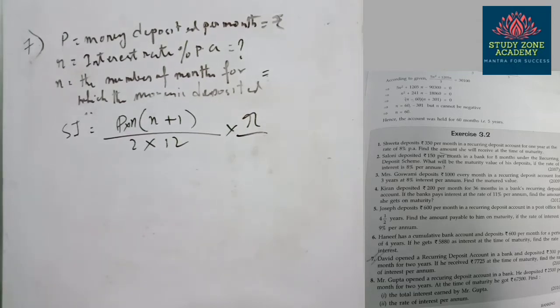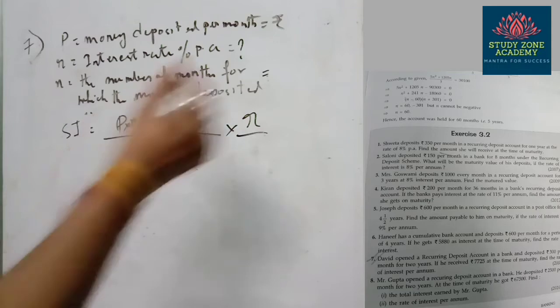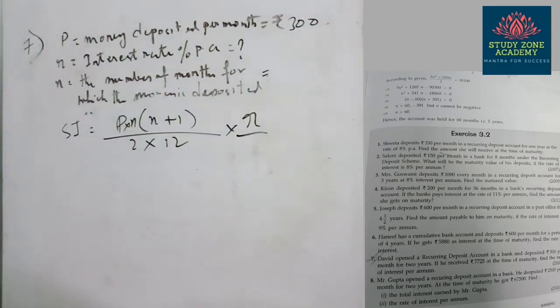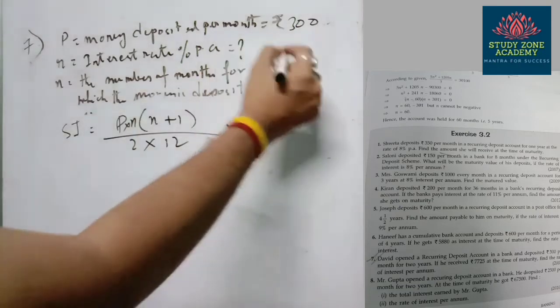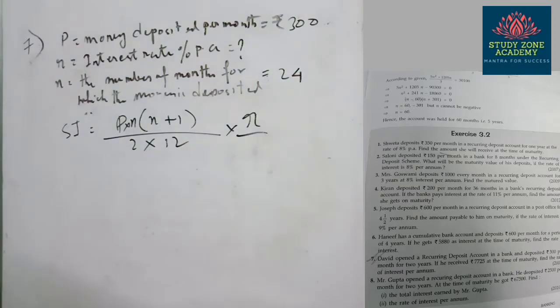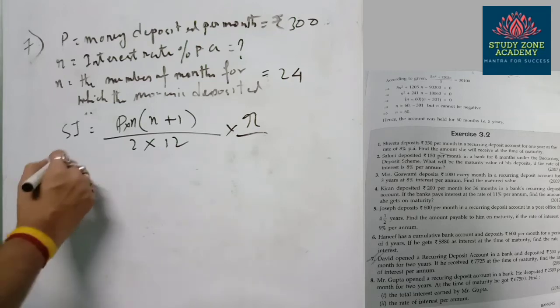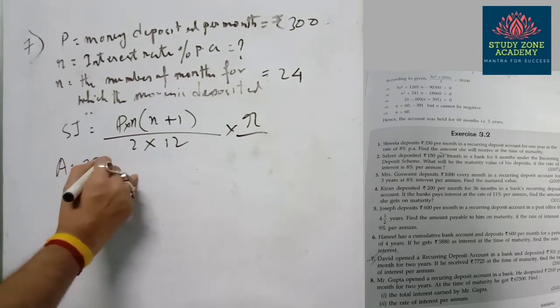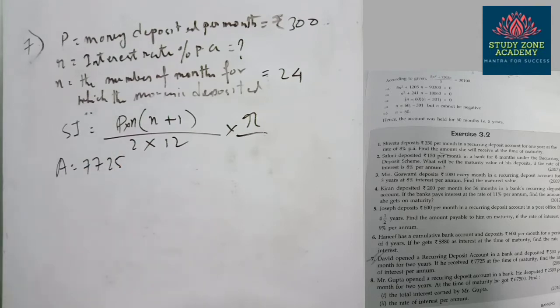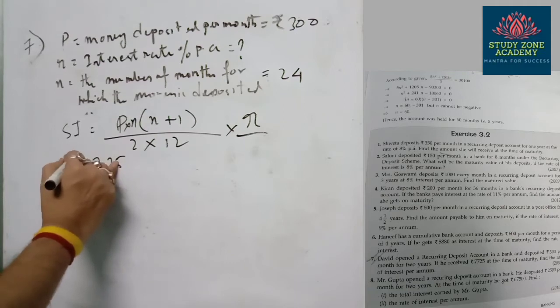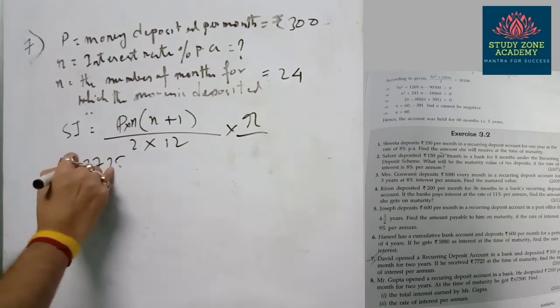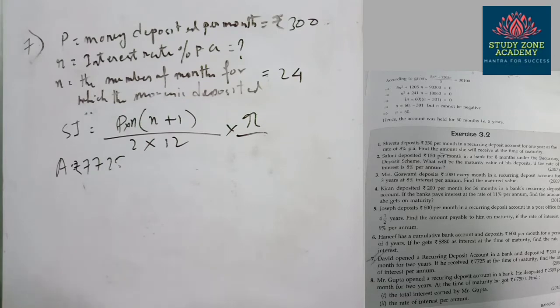Question number 7. David opened a recurring deposit account in a bank and deposited rupees 300 per month for 2 years. 2 years means 24. If he received 7725 at the time of maturity, that means the amount is given. The amount is rupees 7725. Fine. We need to calculate the rate of interest.